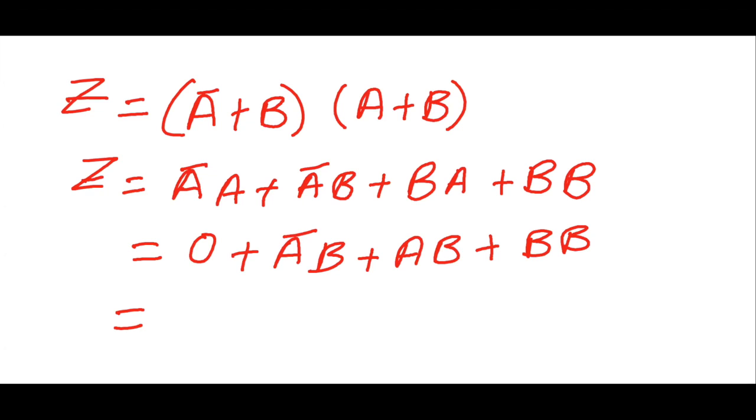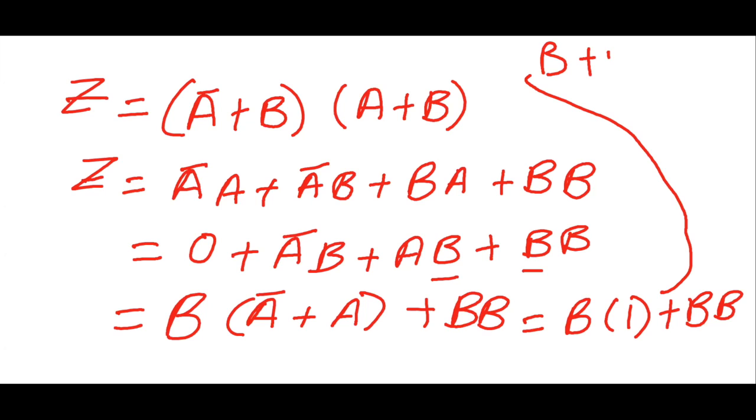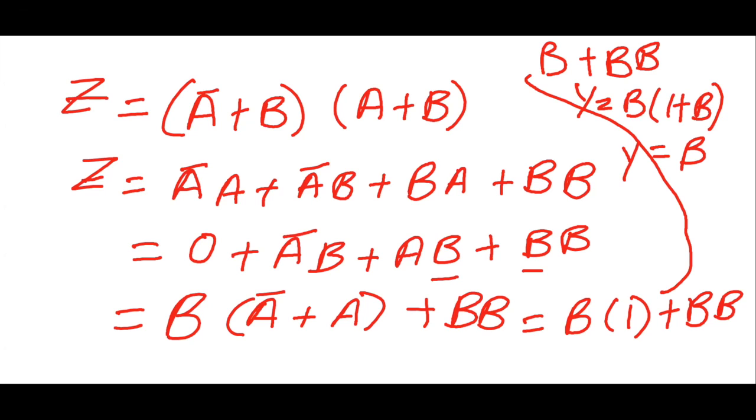So what's common in all of them? B, right? So it's going to be B times (A bar plus A) plus BB. Let's simplify this first: A bar plus A is 1. So B times 1 plus BB, which is B plus B, which is B. So Y is equal to B. So my answer will be Y is equal to B.